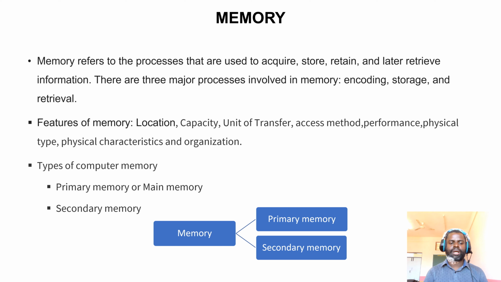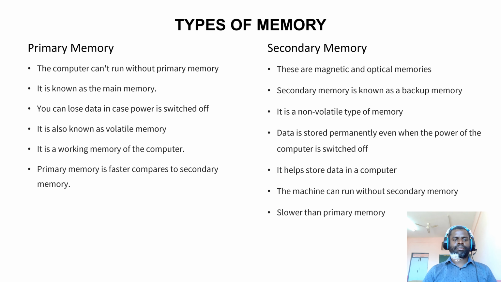Then types of computer memory. There are two types of computer memory. The first one is primary memory, also called main memory. And the second type is secondary memory. The computer cannot run without primary memory. So in order to use any computer, there should be primary memory. It is also known as the main memory. You can lose data in case power is switched off.